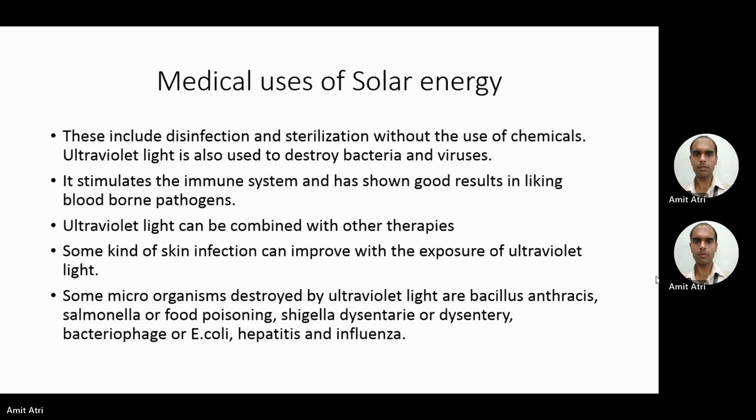So some of the microorganisms which are destroyed by ultraviolet light are like Bacillus anthracis, Salmonella for food poisoning, Shigella, which causes dysentery, then bacteriophage, that is E. coli. The short form we call E. coli, and hepatitis and influenza.